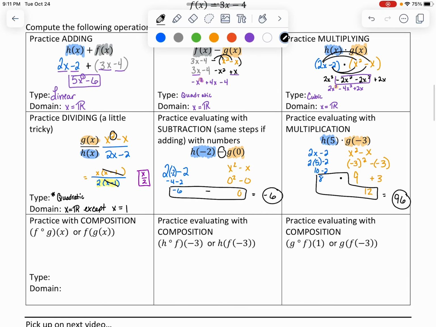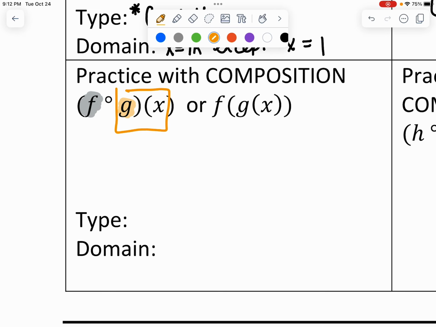G was orange. And we're going to plug in X. Okay, they've never seen composition, so we have to be really careful here. What you do is you plug X. This says plug X into the G equation.